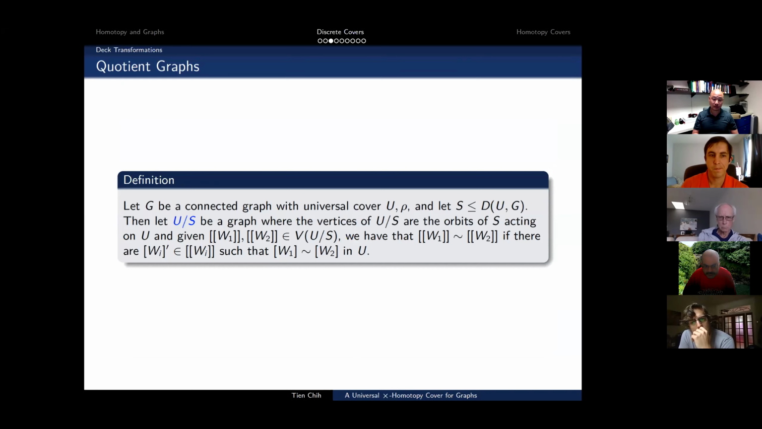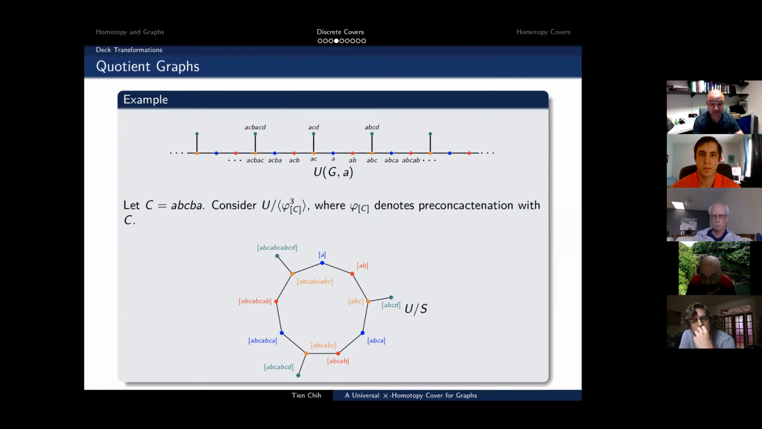And so the quotient graph is where I take, so I've only defined it for the universal cover here, but you can define it for any cover. You take a group of deck transformations, you take its orbits on the universal cover that it's acting on, and those are your vertices, and you have an edge if there's an edge between elements of the orbits, any elements.